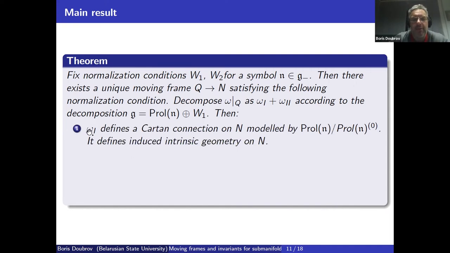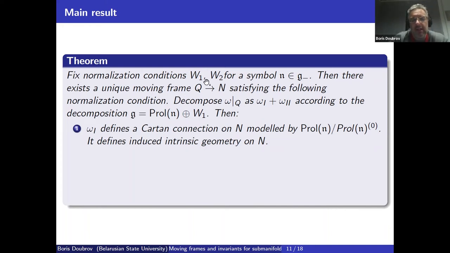Then what we want, first of all, is for omega 1 to be a Cartan connection on n itself, modeled by a flat model. So the model will be the prolongation of n quotiented by the stabilizer of the prolongation of n. And this Cartan geometry is exactly what we call the intrinsic geometry induced on n. On any submanifold, for example on hypersurfaces in projective space, thanks to the second fundamental form, we have an inherited induced conformal geometry. So even if you start with projective geometry, on submanifolds we find conformal geometry. This is the induced intrinsic geometry on the submanifold. In our case, our induced intrinsic geometry will be exactly a Cartan geometry with this model. So this is one condition we want to have.